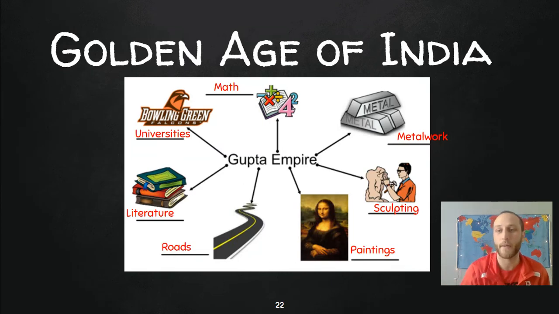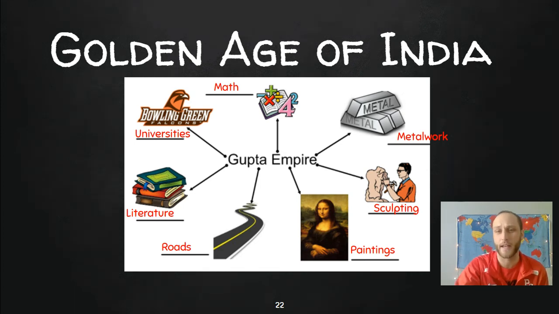They call the Gupta Empire the Golden Age of India. They call it the Golden Age not because there was a lot of gold, but mostly because there was a lot of achievements, a lot of inventions, a lot of cool improvements to life back then. A lot of things that were new for them, and that we still use today. They have improvements to math and metal and sculpting and paintings and roads, literature, and universities. They have different colleges. They were studying different things. All of these different topics started to have different achievements within them.